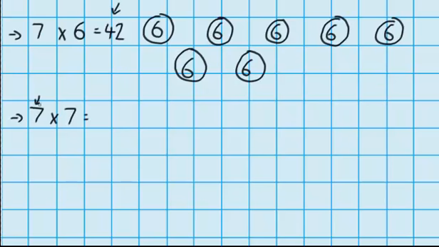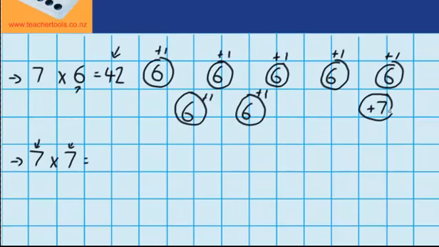Well, I know I still need 7 groups, and I've got all of those up here, except instead of needing 6 in each group, I'm going to need 7. So to do that, I'm going to need to add one more item to every one of these groups. Now, because there's 7 groups, if I add one more counter to all of them, I must add, in total, 7 more items, or 7 more counters.